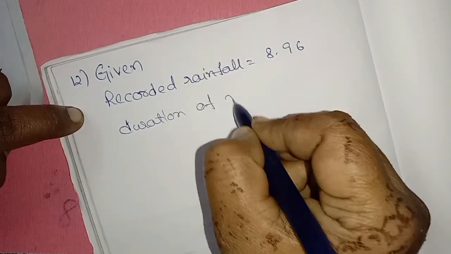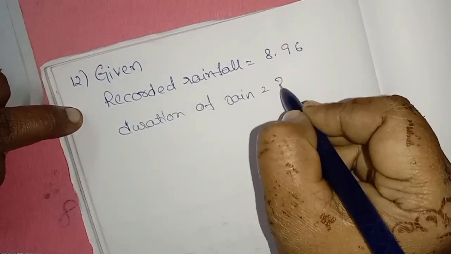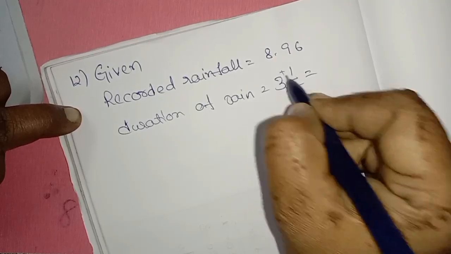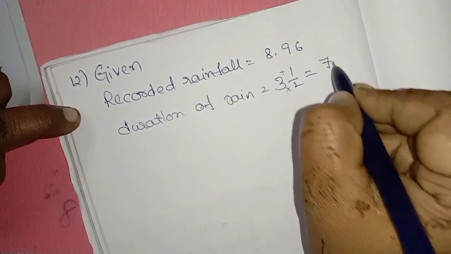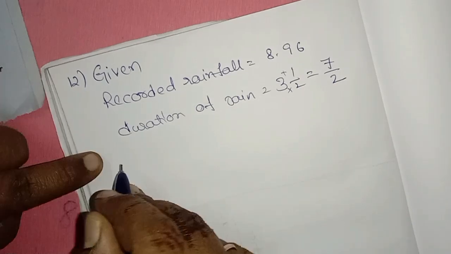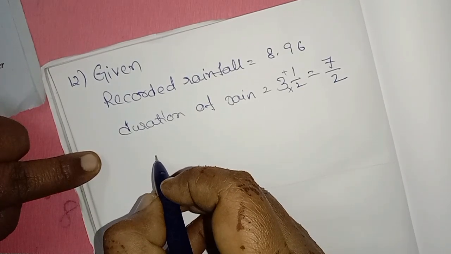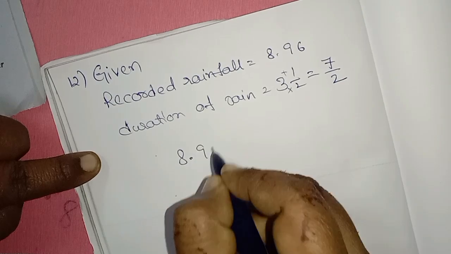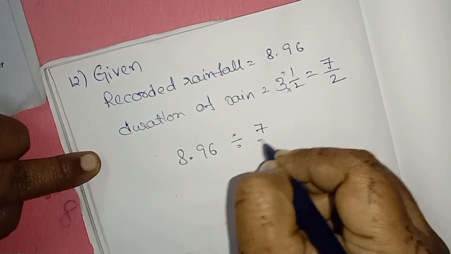of rain. Time is given as 3.5. So we convert into improper fraction. 3 times 2 is 6, 6 plus 1, 7 by 2. Okay. So average rainfall they are asking, right? So directly divide 8.96 divided by 7 by 2.